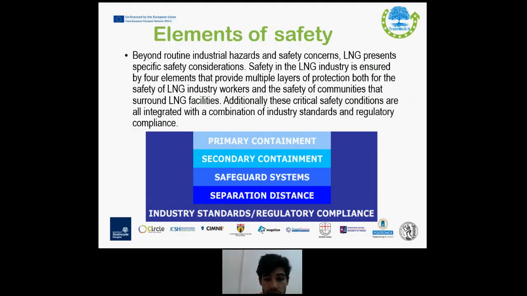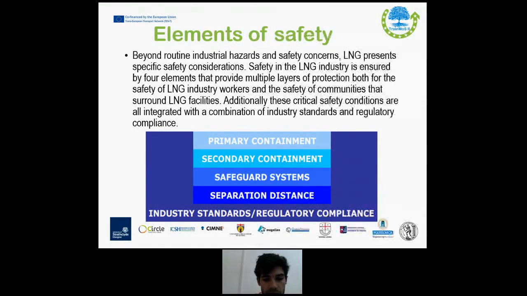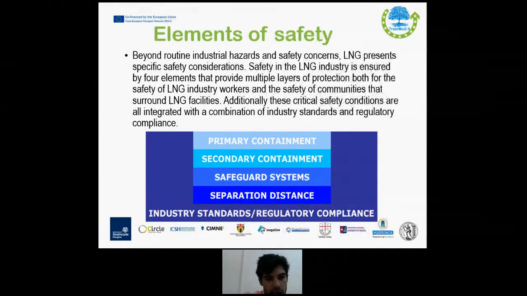Additionally, these critical safety conditions are all integrated with a combination of industry standards and regulatory compliance. As we can see in the picture below, we see the 4 safety layers in the LNG industry, which are complemented by industry standards and regulatory compliance, which we'll discuss in the next slides.